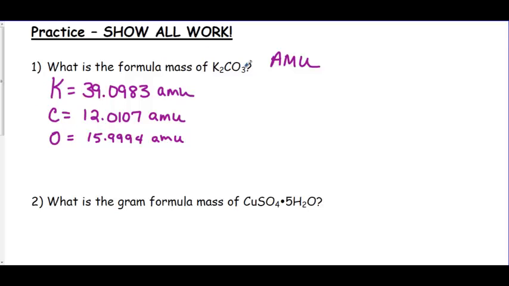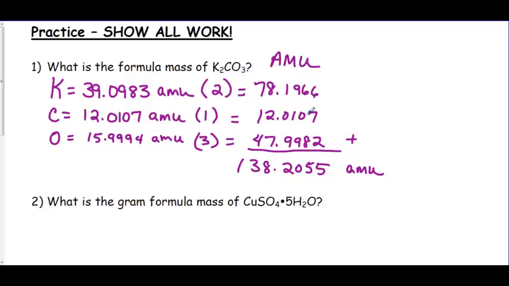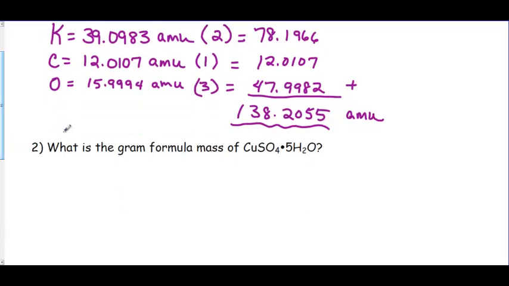But we see subscripts, so now we have to bring that in. Potassium, there's 2, so we have to multiply this by 2. Carbon, we only have 1, so we'll multiply it by 1, and then we have 3 oxygens, so this mass has to be multiplied by 3. So take a minute, use your calculators, calculate these, and then in the end add them all up, and that would be in AMUs. When you calculate this, you should have something somewhere around 138.2055 AMUs. So that's for the formula mass.